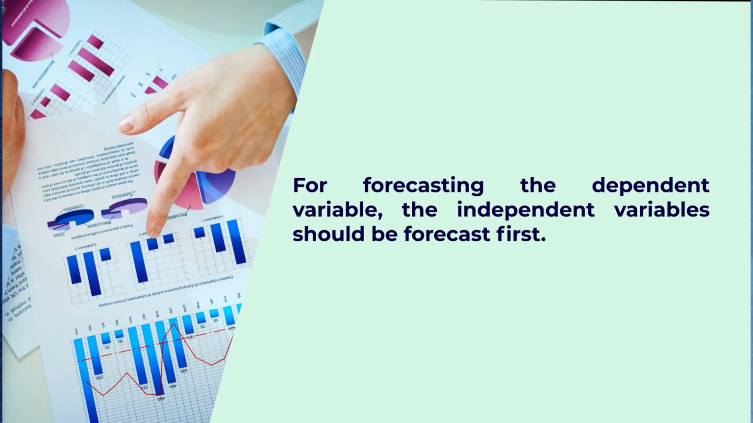And for forecasting the dependent variable, the independent variables should be forecast first. For example, if demand is a function of the price index and production index established by a multiple regression model, then to forecast demand for the next period, it is imperative first to forecast the price index and production index and then substitute them in the model to get the forecast for demand. This is one of the limitations of regression forecasting.